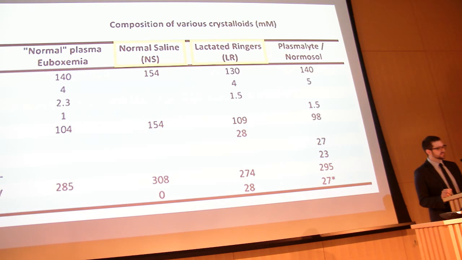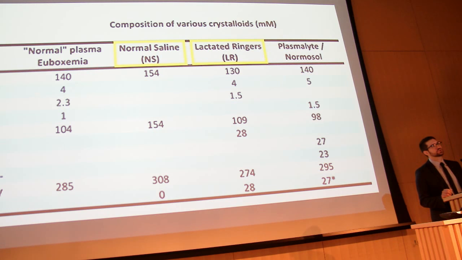And you can see the components right here. So I've highlighted the normal saline, and Patrice was right on the money, 154 of each component. And then lactated ringers matches our physiologic plasma much more accurately, although it's not exact. And it also contains lactate to buffer the solution.